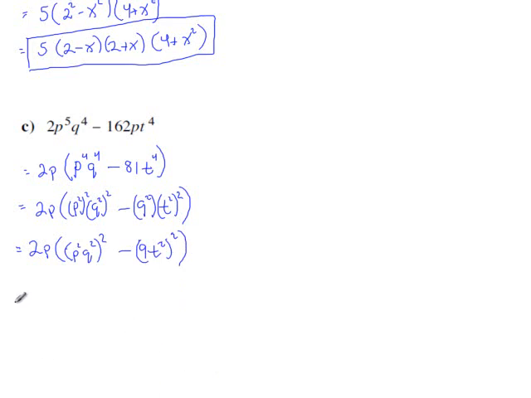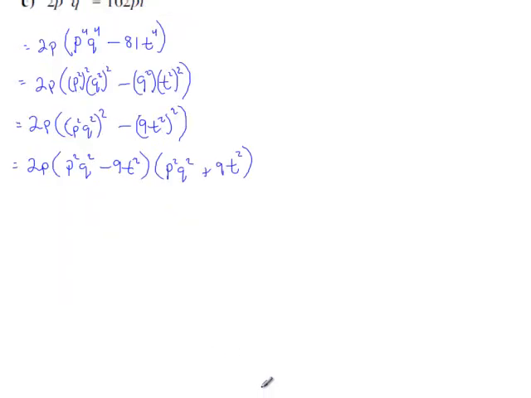Okay, now what have we got? Now this is in a nice difference of squares format, so you can write that as 2p times p squared q squared minus 9t squared times p squared q squared plus 9t squared. Look to see if either of these are factorable. This one is not, but your p squared q squared minus 9t squared looks like another difference of squares.